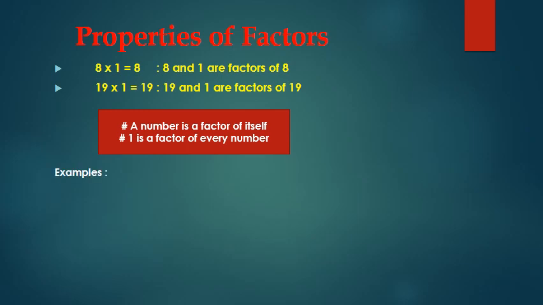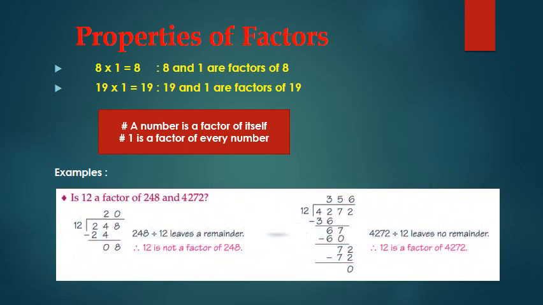I will explain you with one example. The question is, is 12 a factor of 248 and 4272? Well, how we will solve this question? First, we will divide 248 by 12. And what do we get? We get 8 as a remainder and 20 as a quotient. So here 12 is not dividing 248 completely because we are getting 8 as a remainder. So 12 is not a factor of 248.